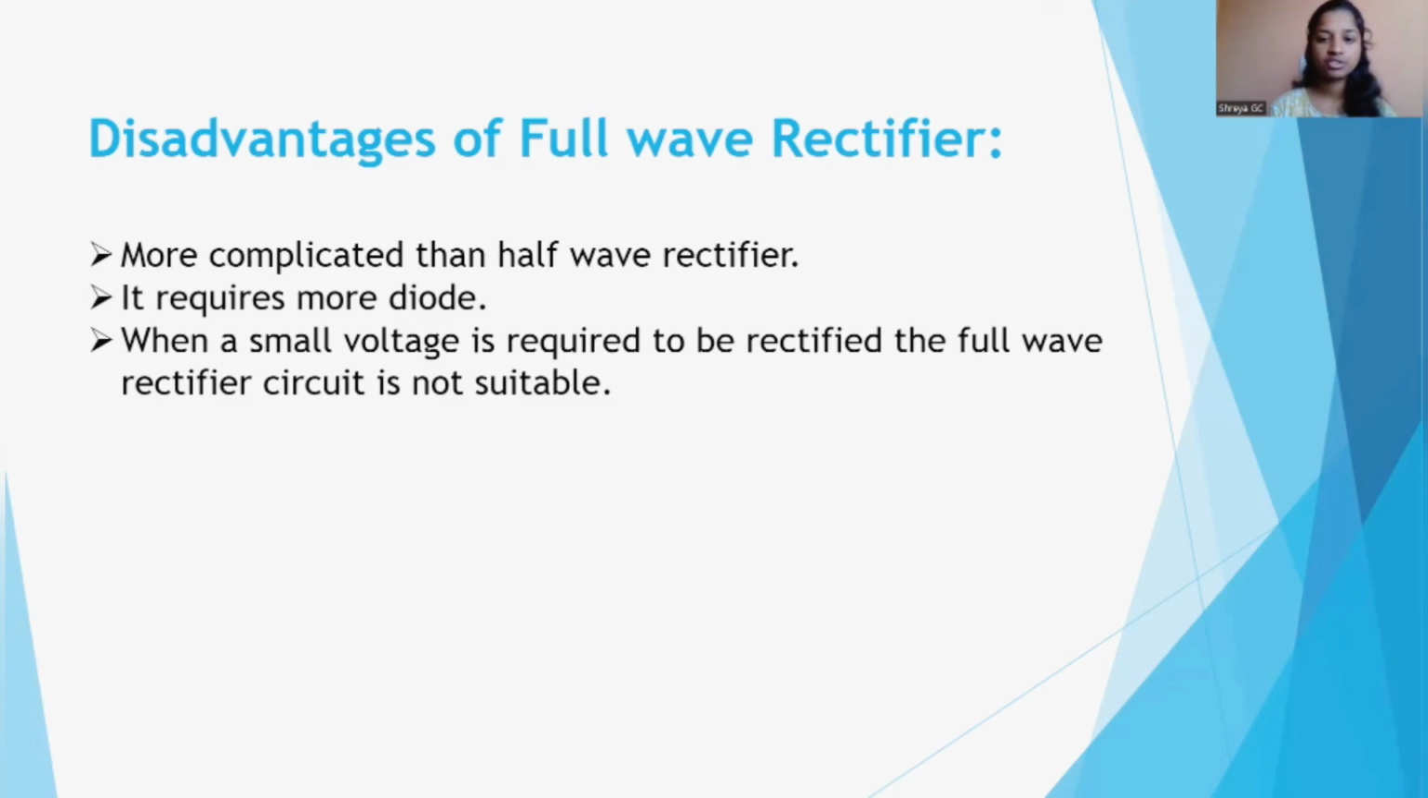When a small voltage is required to be rectified, the full wave rectifier circuit is not suitable. When a small voltage is required to be rectified, then half wave rectification is suitable. And full wave rectification is not suitable for small voltage.